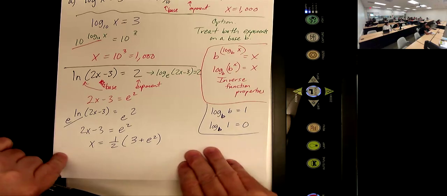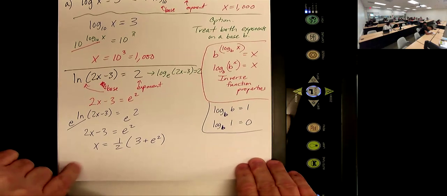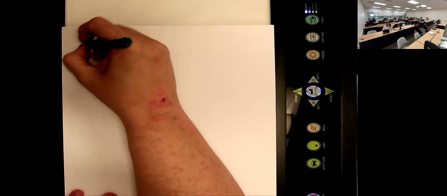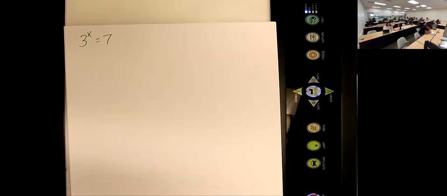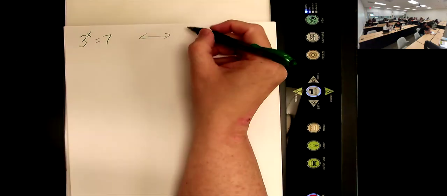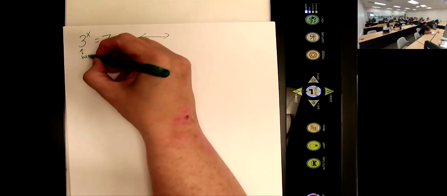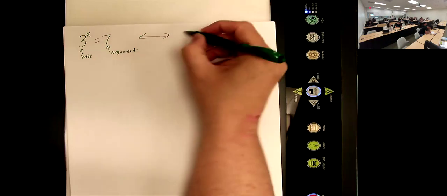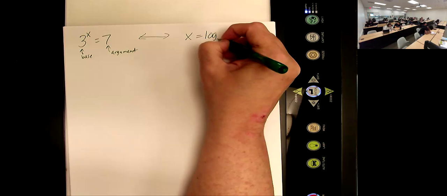For another, let's just bust through some of the algebra of it. 3 to the x equals 7. One approach is doing the rewrite method. That's our base. That's the argument. So x equals log base 3 of 7.